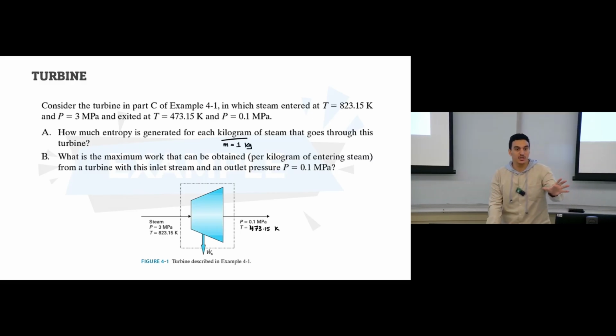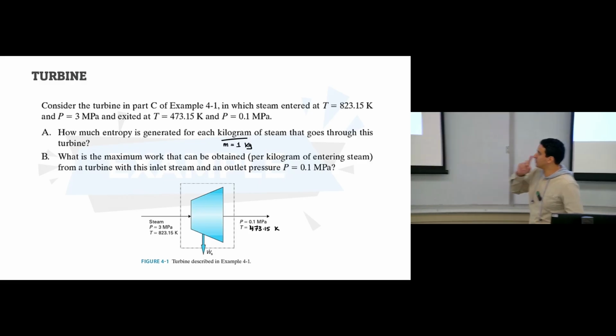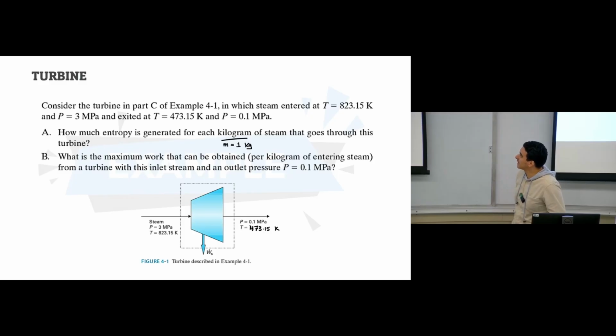So the mass is kilogram, time independent, so we'll use the time independent form of the entropy balance. If the mass is 1 kilogram per hour, for example, so this is a mass rate, so we'll use the rate form of the entropy balance. Here it is 1 kilogram of steam that goes through this turbine. Then we have the second requirement: what is the maximum work that can be obtained for the same amount, if we have the inlet steam and the outlet pressure 0.1 megapascal.